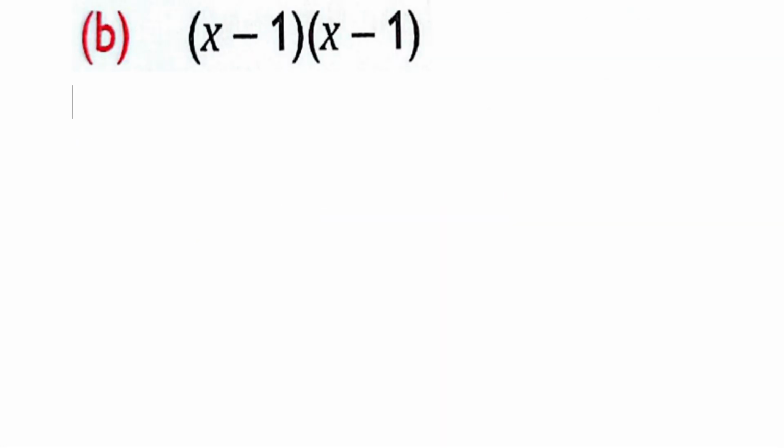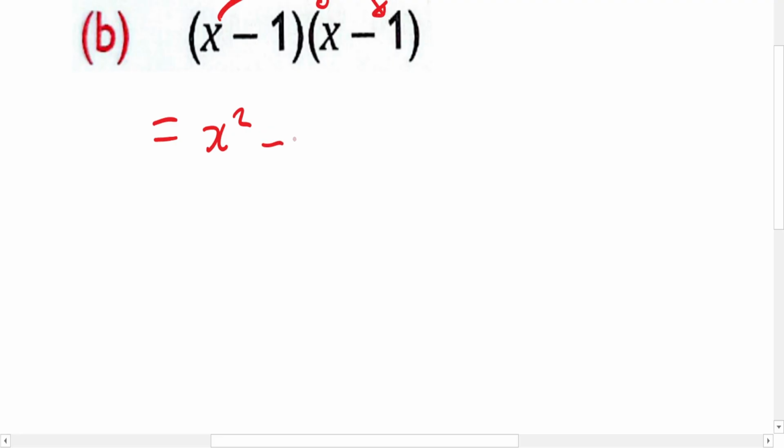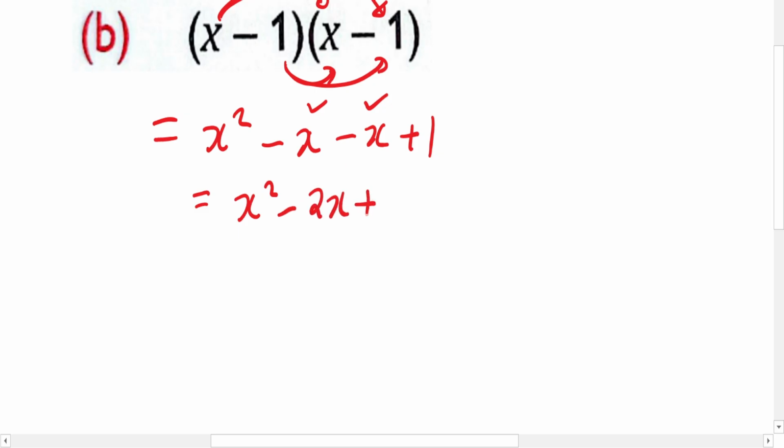Now this is the exact same thing which we're going to do. So x times x is going to give you x squared. X times negative 1 is going to give you negative 1x or negative x. Negative 1 times x is going to give you negative x, and negative 1 times negative 1 is going to give you plus 1. And therefore x squared minus x is going to give you minus 2x plus 1. And that is your answer.